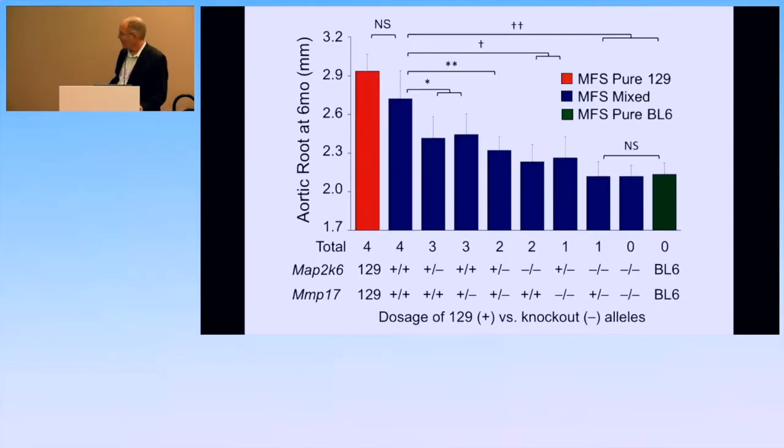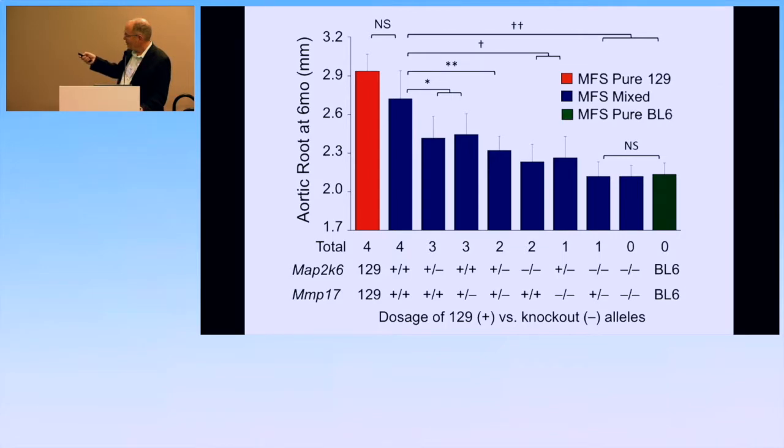We went on to look at mice that were bred to each other to create a mixed mouse background. The red bar is indicating the performance of the severe pure 129 mice. You can see that there is very rapid aortic growth. The green bar is representing the performance of the pure BL/6 strain. You can see that there's very low aortic growth. Now, in these mixed mice, we knocked out individual copies of the MAP2K6 or the MMP17 gene.